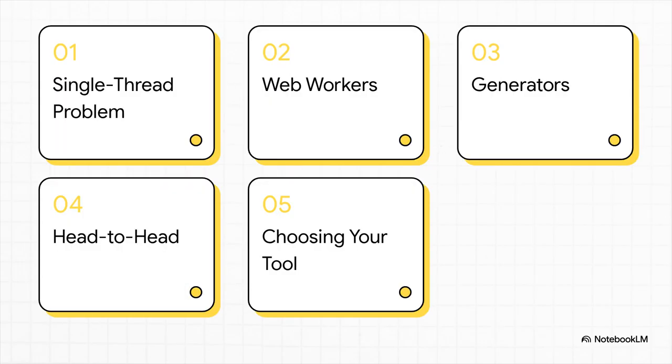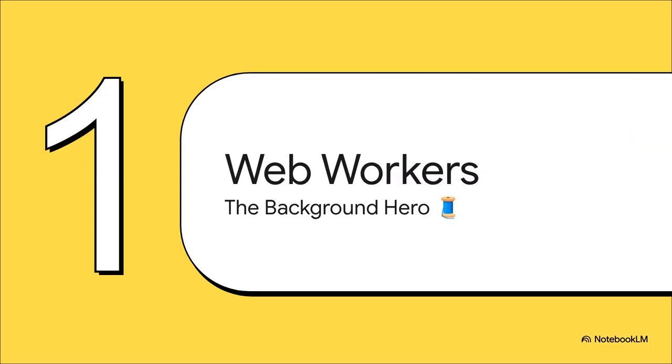So how do we get around this? We're going to explore two really powerful solutions. First up, we're going to meet web workers, our background hero. Then we'll take a look at generators, the pausable function. And finally, we'll put them head-to-head so you'll know exactly which tool to reach for and when. Okay, let's kick things off with our first solution, the one that's designed for pure heavy lifting, the web worker.